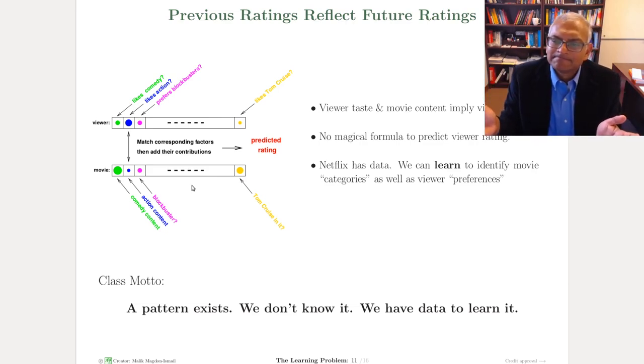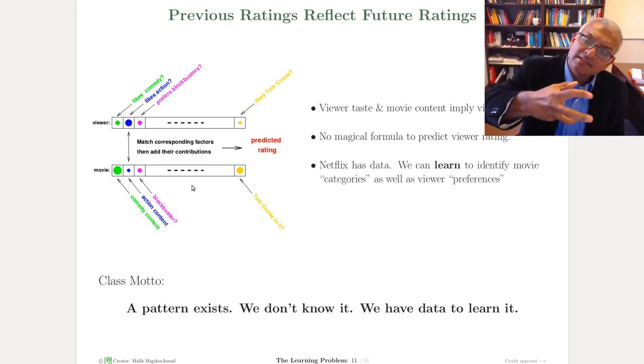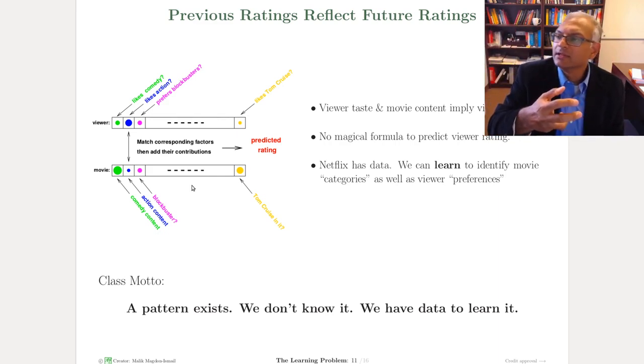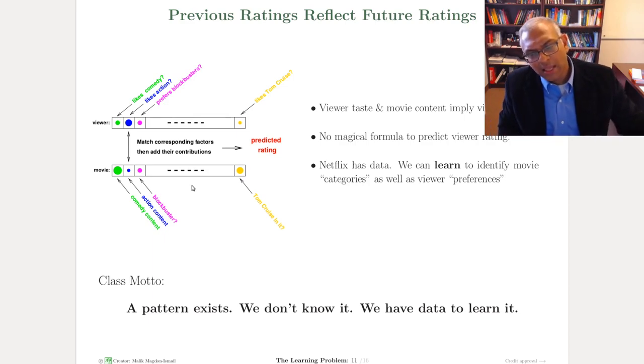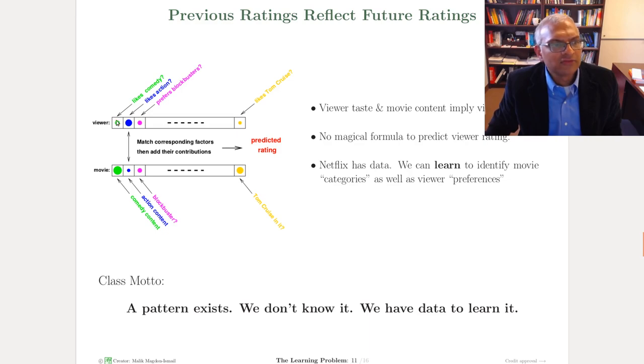So we have a lot of data. And then the question becomes, can we reverse engineer that data? And that is where the learning comes in. Can we reverse engineer that data and back out what exactly a viewer's tastes are based on all the movies they rated, and what exactly is the content of a movie based on all viewers that rated a movie? If we can back those out in a way that's consistent with all the ratings that we have observed, then we have obtained the first step in predicting a viewer's rating, which is that for each viewer we will know their taste vector, and for each movie we will know its content vector.